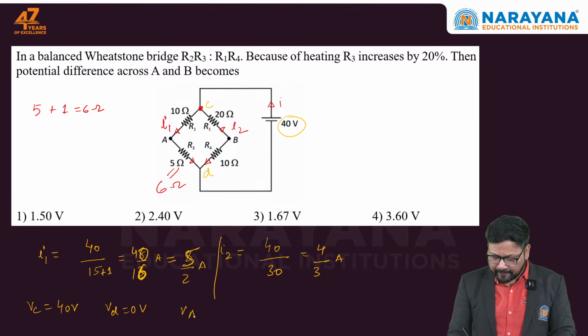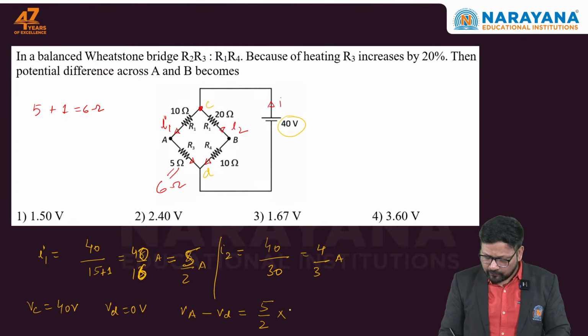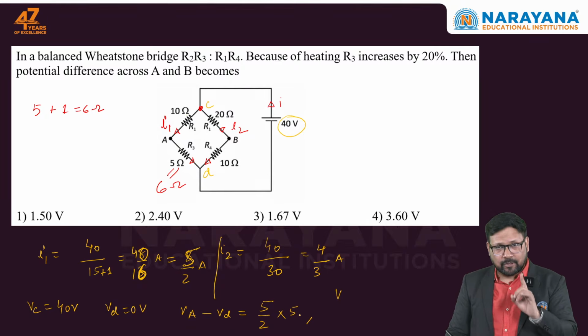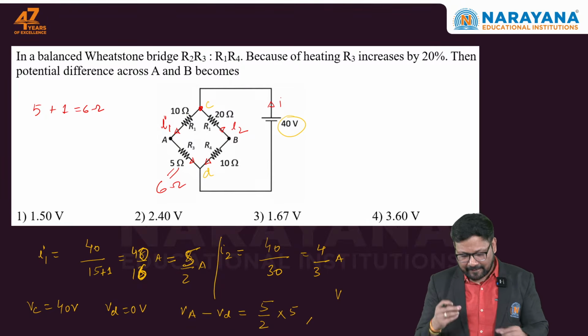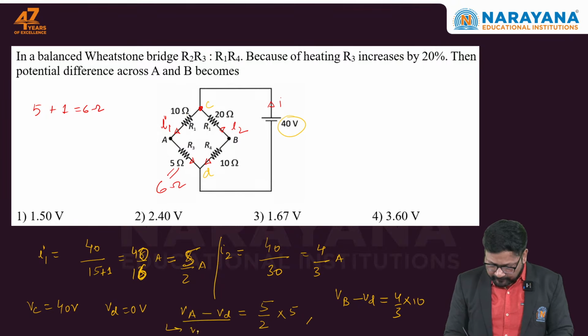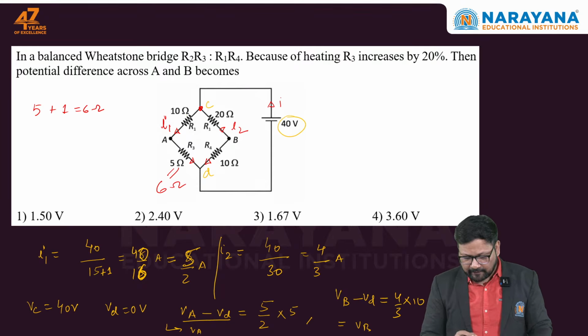So VA minus VD is equal to the I1 value. I1 value we have calculated as 5 by 2, multiplied by what is there between A and D? 5. And similarly you can calculate VB, because see, D is 0 volt. So whatever VA minus VD is there, that is VA only. And similarly you can calculate VB minus VD. VD is again 0, and the current was 4 by 3 multiplied by 10. So this way VA minus VD is virtually VA only, and VB minus VD is virtually VB only, because D potential is 0.